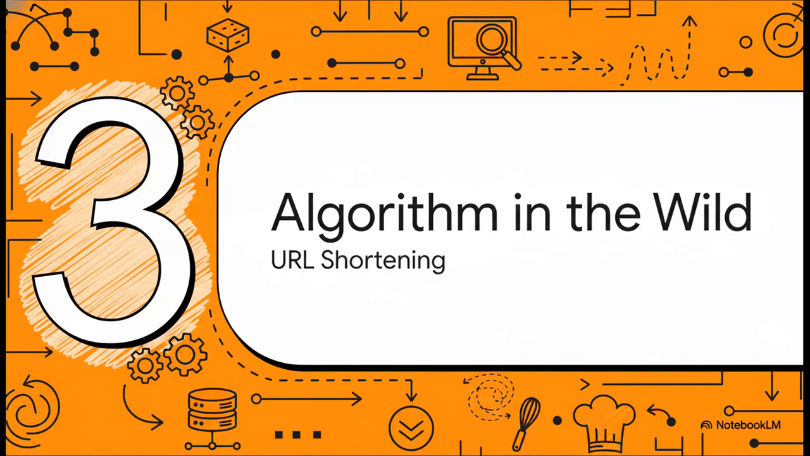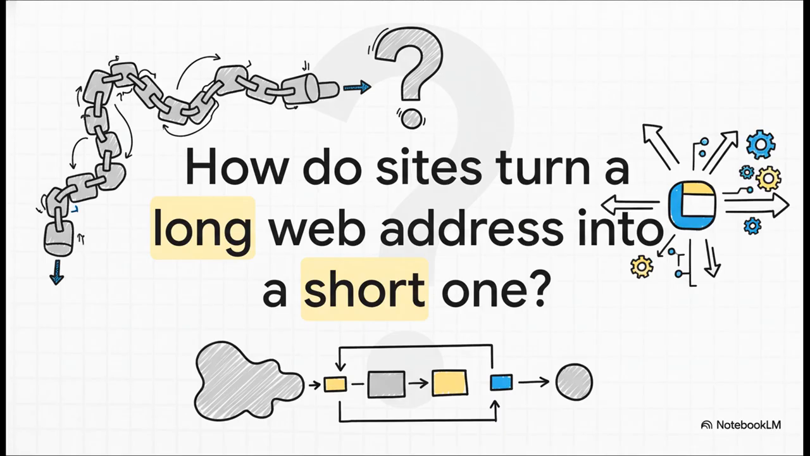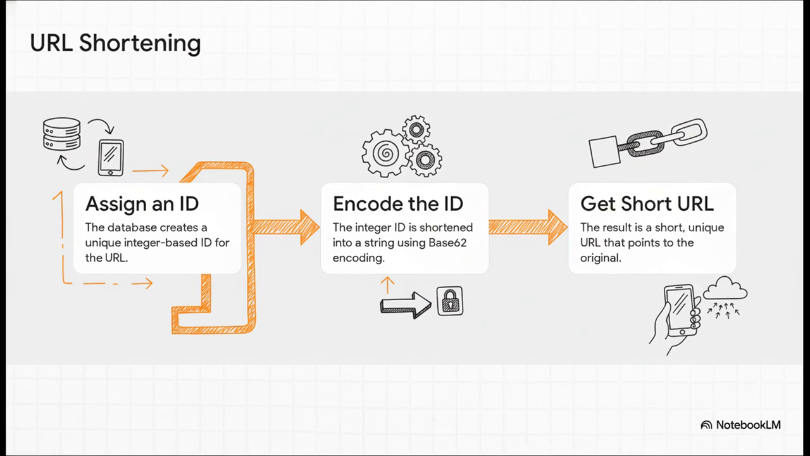All right, so we've got our data neatly organized. Now we need the recipe, the algorithm, to actually do something useful with it. Let's look at something you have definitely used thousands of times, probably without even thinking about it. How in the world does a super long, clunky web address get magically transformed into a short, tidy little link? Well, it's not magic. It's just a really clever algorithm doing its thing. The process is actually brilliantly simple.